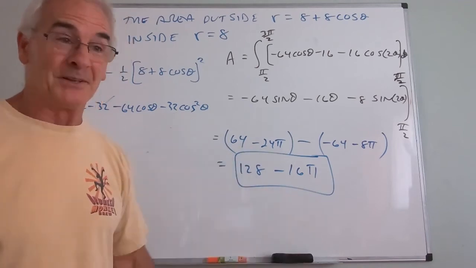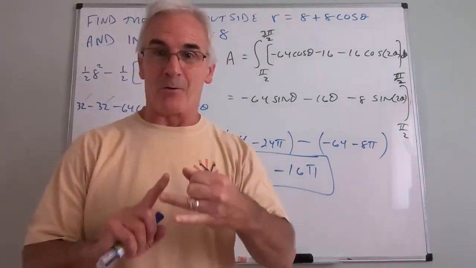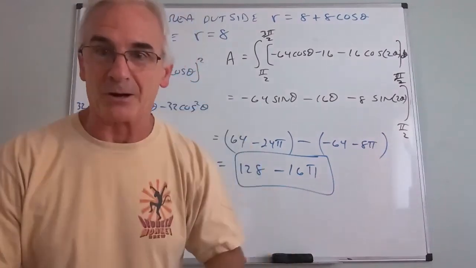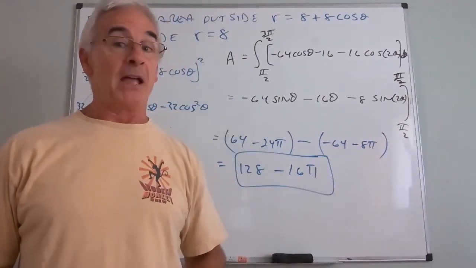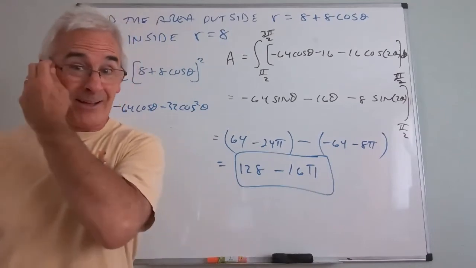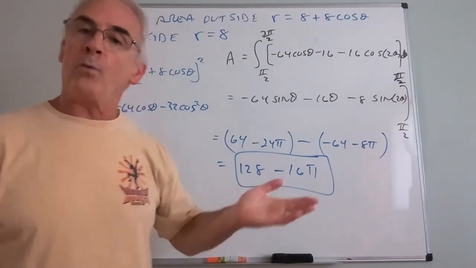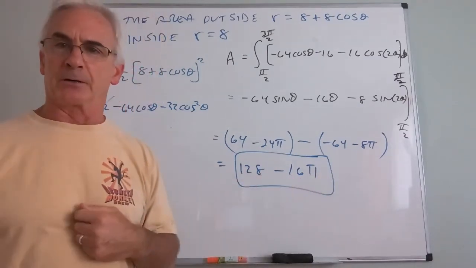Positive. If you're finding area or volume or surface area or arc length, it's impossible to get negative. It's impossible to get 0. So what would it mean if I got a negative answer here?